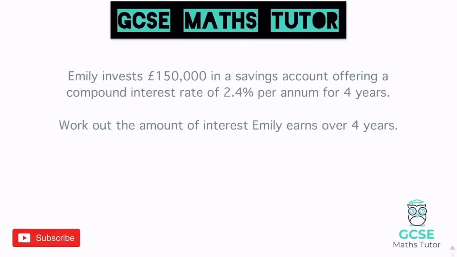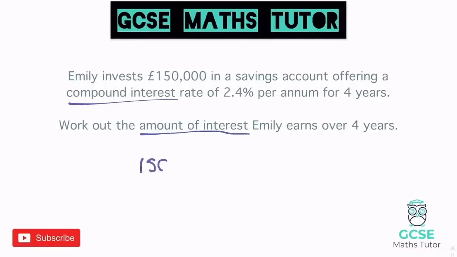When it comes to this sort of question, Emily invests £150,000 in a savings account offering a compound interest rate of 2.4% per annum per year for 4 years. Work out the amount of interest that she earns. So I'm just going to underline that, the amount of interest, so a slightly different part of the question here. So compound interest does keep accumulating, so she earns more in the second year, more in the third year, in the fourth year, but we can take a very similar approach.